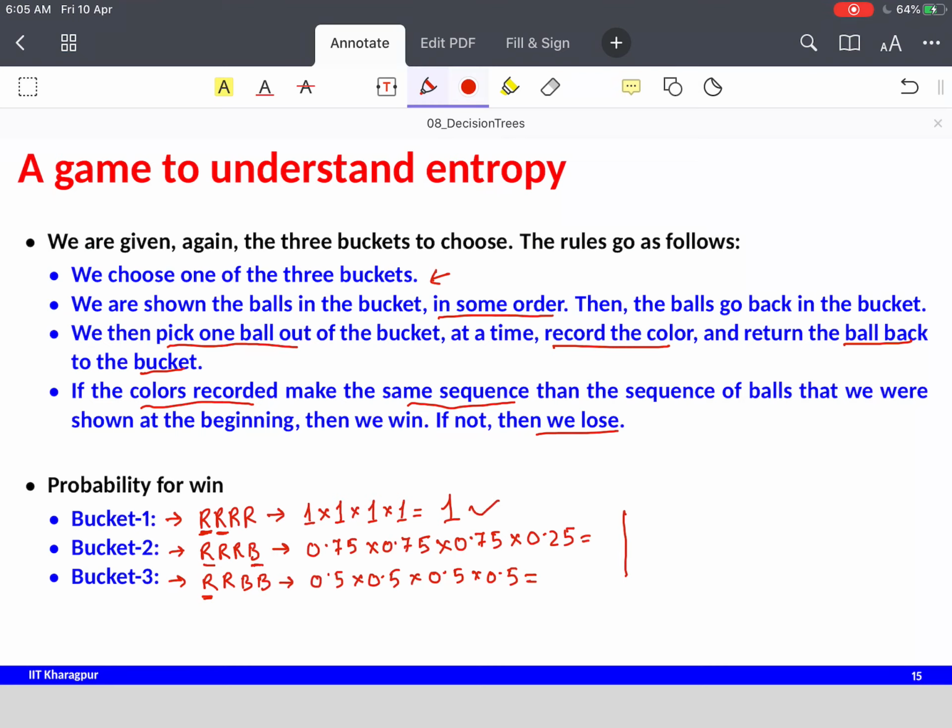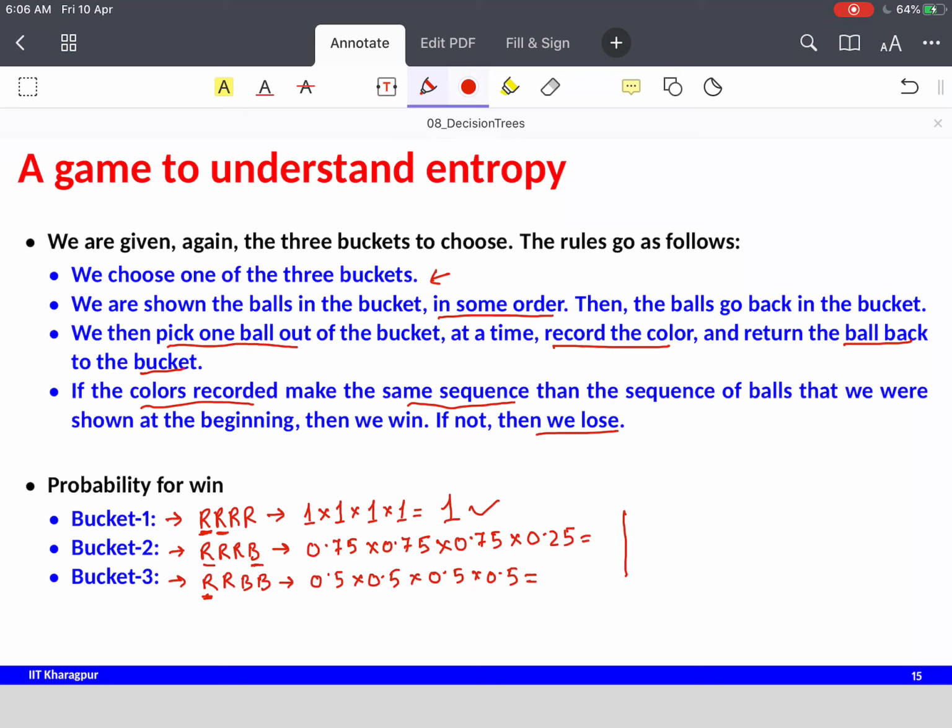So if we look into these observations, then definitely we can say bucket 1 is the best to choose because it has the highest probability, but bucket 3 has the least probability. So the entropy for bucket 1 is less and the entropy for the other buckets is more than bucket 1. When we can have disorder, then we say the entropy is high, and when there is less disorder, then we say the entropy is less.